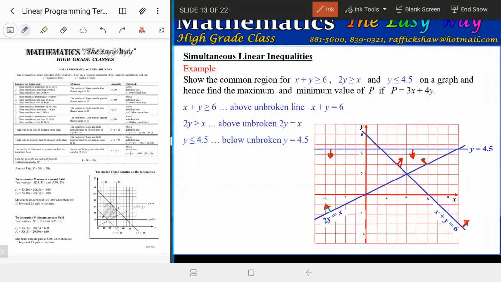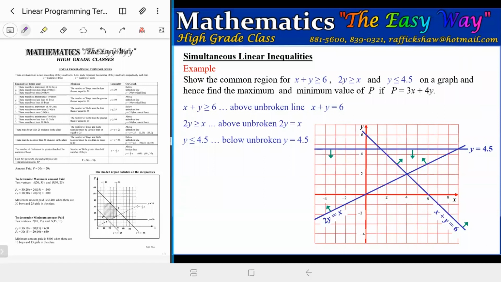Usually they'll ask you to shade the common region, or the wanted region. Maybe once in the past they asked you to shade the unwanted region, but most times they ask you to shade the common region, or they might ask you to put a letter, like a letter S, in the common region and so on. They have to follow instruction. But in any case, that's the common region, so we're going to shade it.